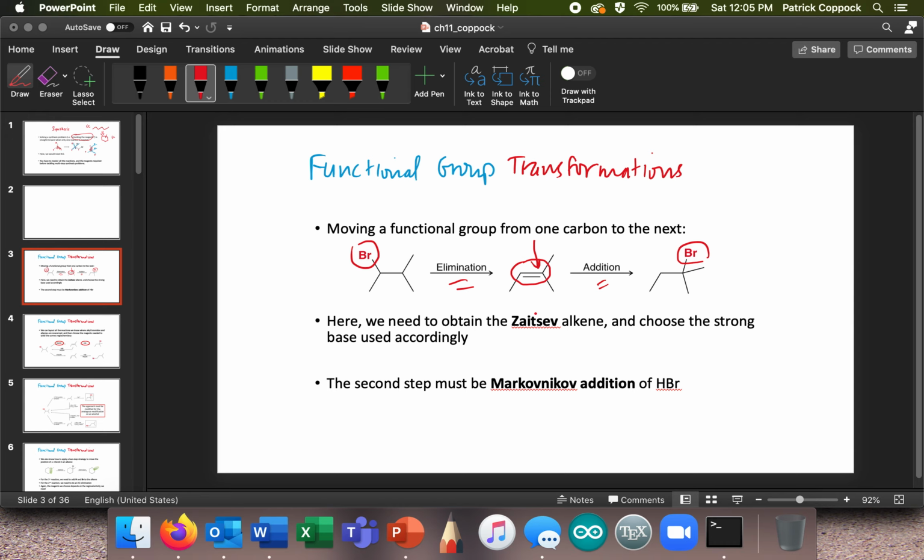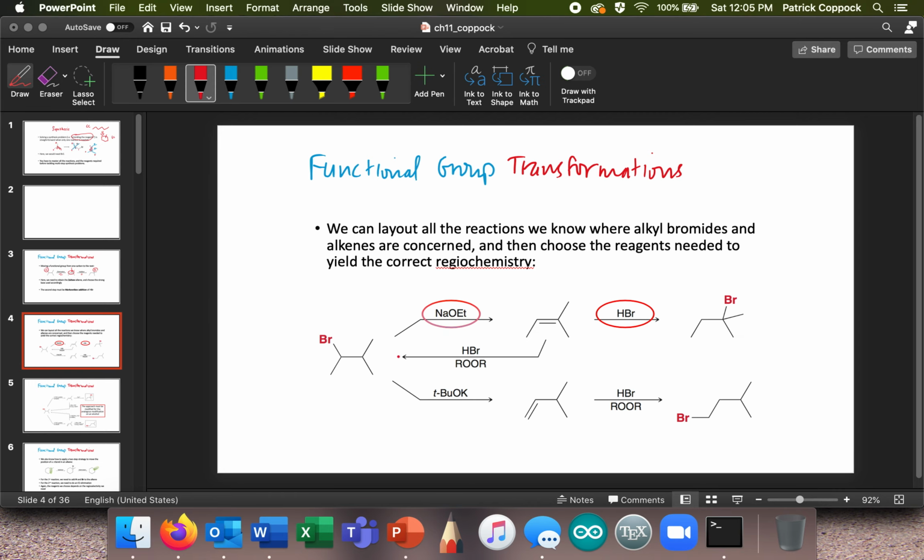So now that we've decided that, we just go back in our memory banks and say to ourselves, what do we know? How do we know to do a Zaitsev elimination? If we do a big bulky base, right, then it's going to go to the Hoffman elimination. We learned that in chapter 7. If we do a small strong base here instead, we get the Zaitsev elimination, right?